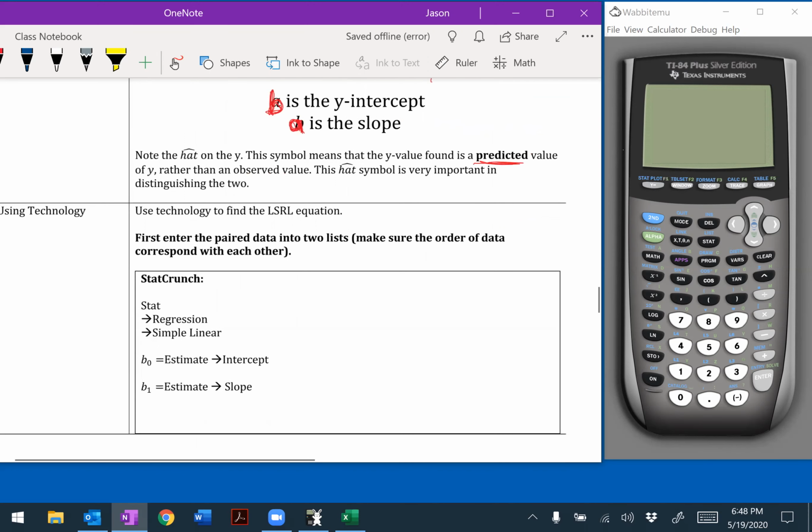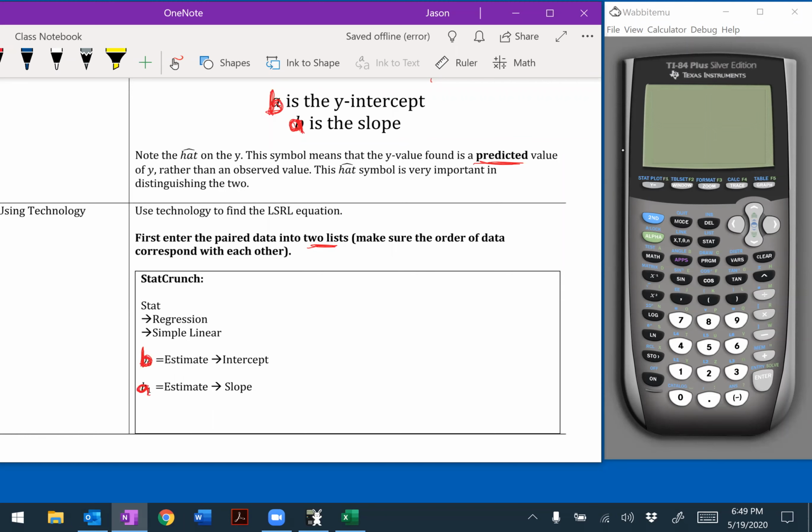First, enter the paired data into the two lists. Make sure that the order of data corresponds with each other. And then again, this is the intercept. We're going to call the intercept B. And we're going to call the slope A. So I don't know why these notes are not very consistent. I didn't write them, I stole them from my colleague. So I'll have to go back and update those.